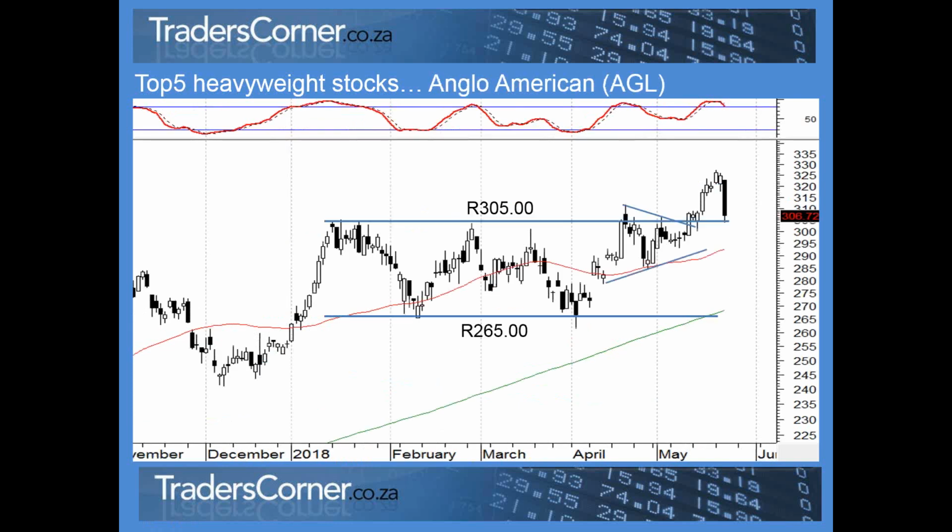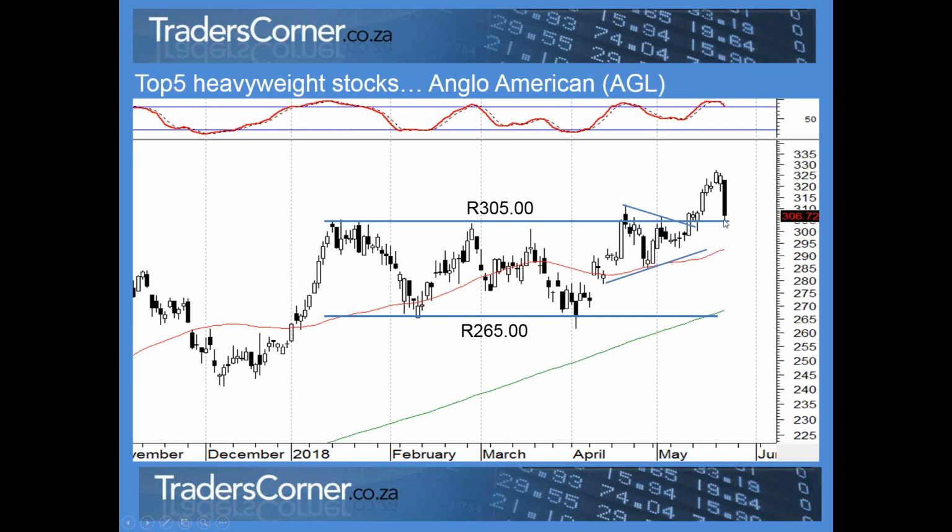All right, then Anglo-American. Last month I spoke about this sideways trading range between 265 and 305. It broke to the upper end. You can see also there was a perfect textbook little triangle pattern that formed at the end of April and into early May. Notice that I've pointed it out there with waves 1, 2, 3, 4, and then the 5th wave is always the one that breaks to the upside. So the break above 305 Rand was bullish.